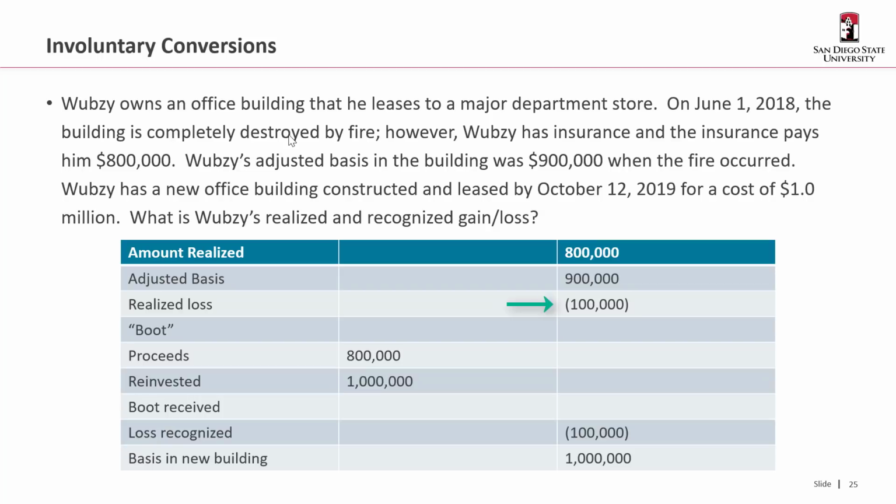Recall that the involuntary conversion rules do not apply to a realized loss. As a result, barring any other unforeseen circumstances, he would recognize the 100,000 loss, and his basis becomes his adjusted basis in the old building plus any loss he recognized, or $1 million.